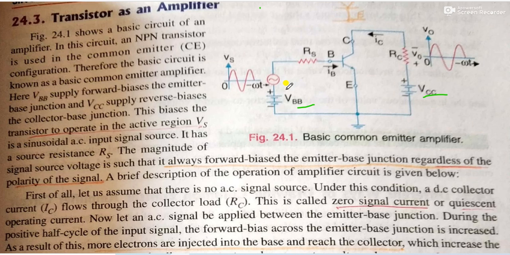Here the VBB, as shown in the figure. Why VBB? Because the emitter is the common terminal. Actually this is the voltage between base and emitter, but the emitter is common, so we labeled this source VBB, which forward biases the emitter-base junction, and VCC, which is connected between the collector and emitter, reverse biases the collector junction. This biases the transistor to operate in the forward active region.